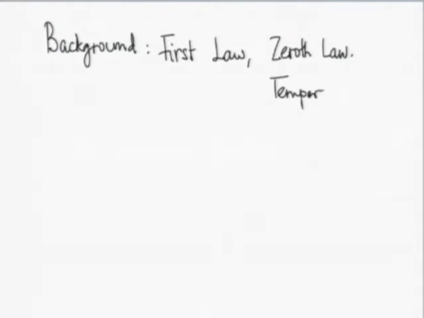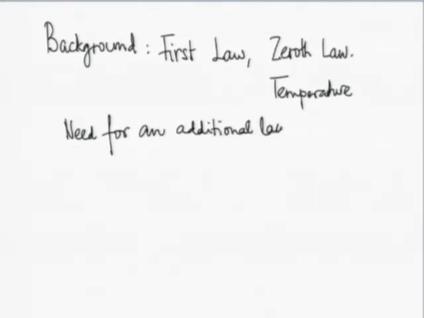In particular, when it comes to the zeroth law, we will be looking at the status of temperature. And then we will look at the need for an additional premise or an additional law. Then we will develop the second law of thermodynamics, and just the way there were various ways of looking at the first law, there are various ways of looking at the second law. Many people have proposed a statement of the second law, each one in a slightly different way.